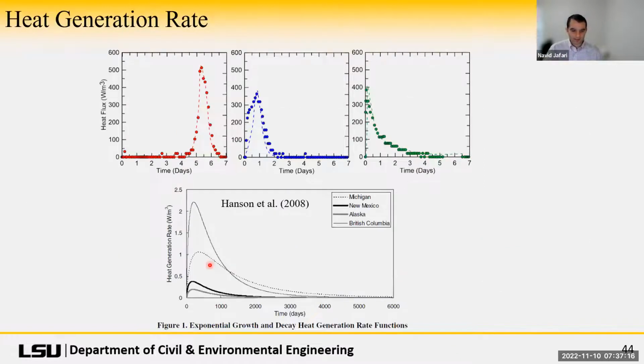And you compare that to some classic work by Jim Hansen and Nasli Yesler in 2008, where they look at heat generation rates for landfills in Michigan, New Mexico, Alaska, and British Columbia. Notice how these watts per meter cubed are 1 to 2, compare that to the 500 here, but they're happening over 1,000 days versus this is just happening in 2 days. So that difference in magnitude and the durations being applied is going to change how the landfill behaves.